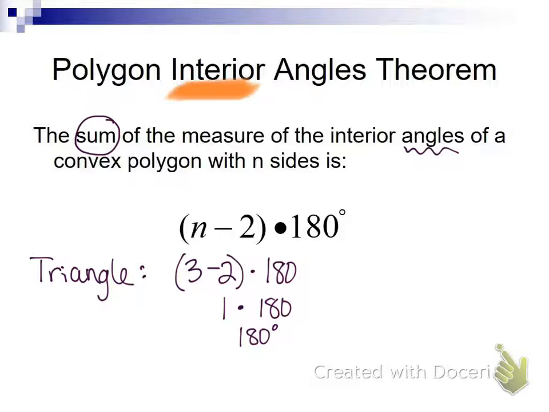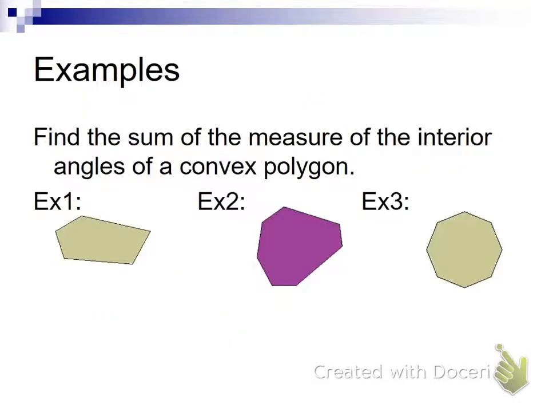Questions, concerns? Need more time on this slide? Okay. We'll keep it going. Find the sum of the measure of the interior angles of a convex polygon. So what do we need to figure out about these polygons to do this? How many sides there are. So on example 1, how many sides are there? 5 sides. 1, 2, 3, 4, 5.